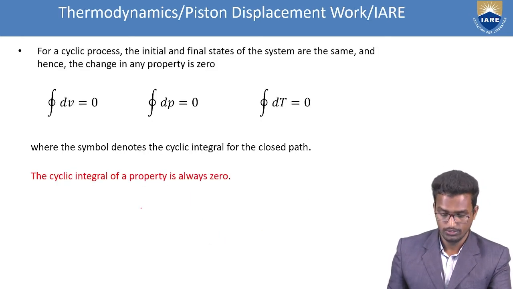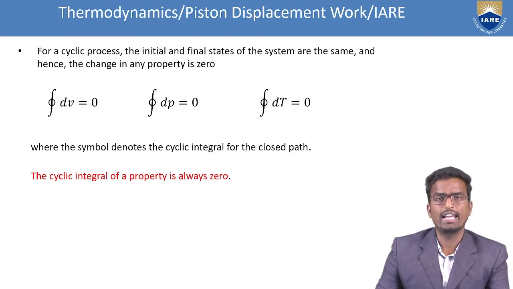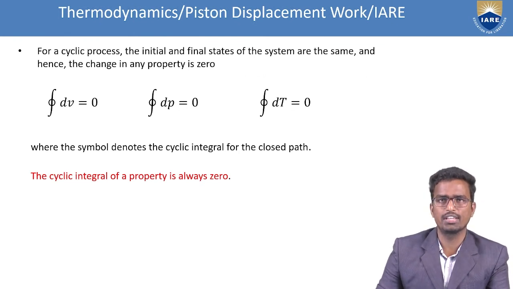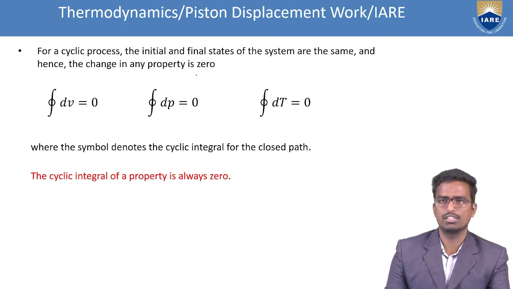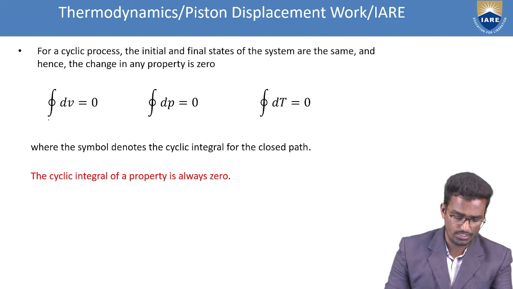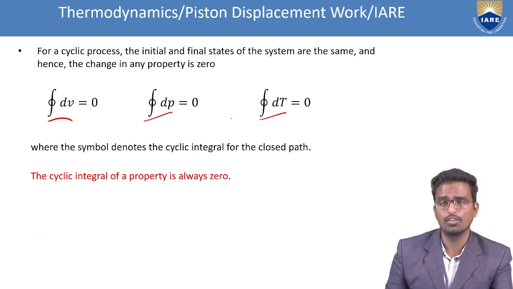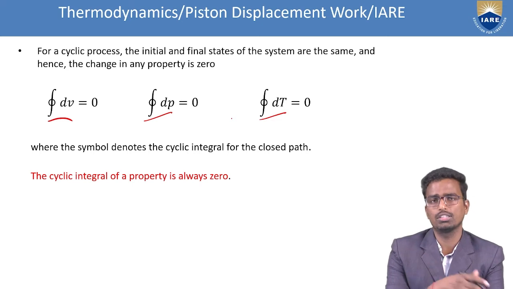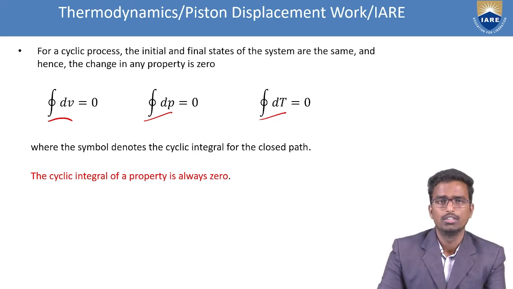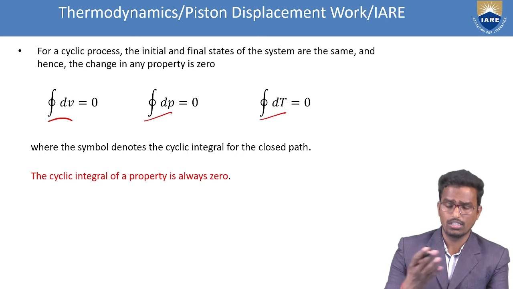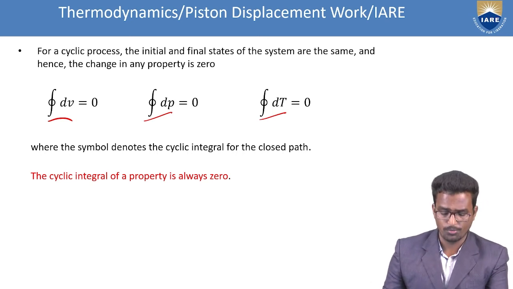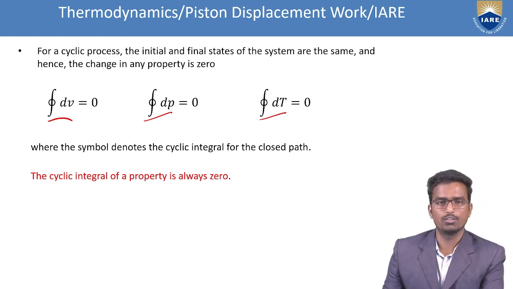Point function, right? For a cyclic process, the initial and final states of the system are the same, and hence the change in any property is 0. That means the cyclic integral of dV is equal to 0, the cyclic integral of dP is 0, and the cyclic integral of dT is also 0. Everything is the same for a cyclic process. The symbol denotes the cyclic integral over a closed path, and the cyclic integral of a point function over a closed path is always 0.